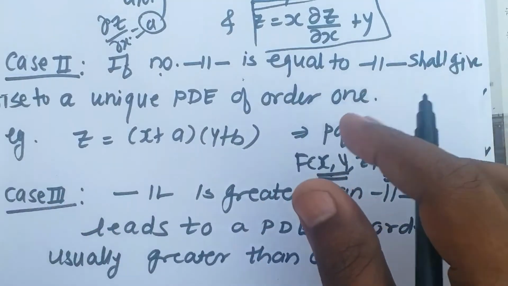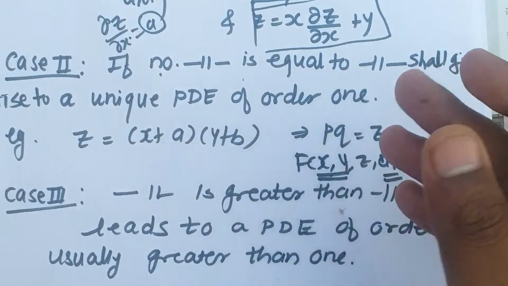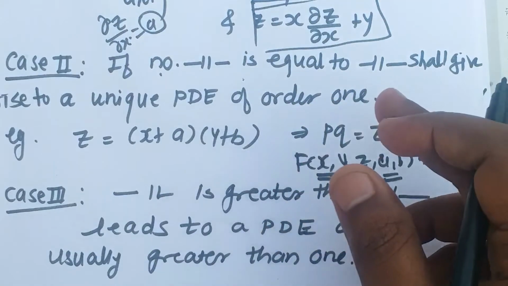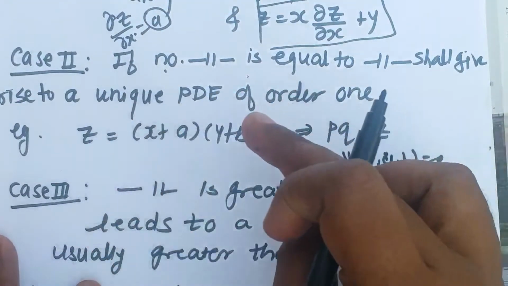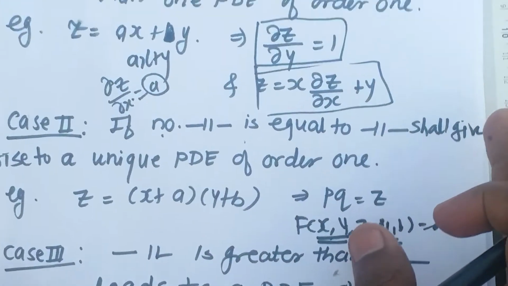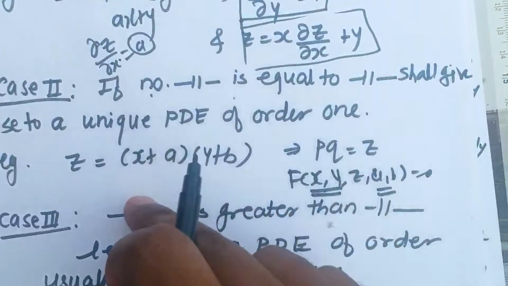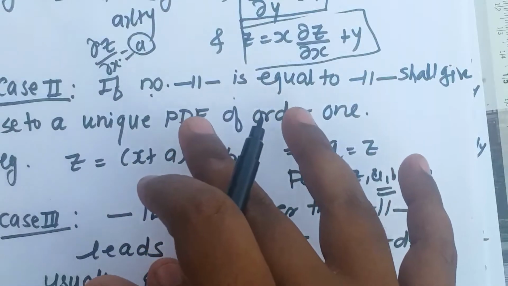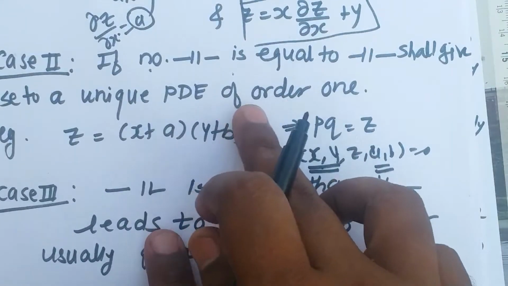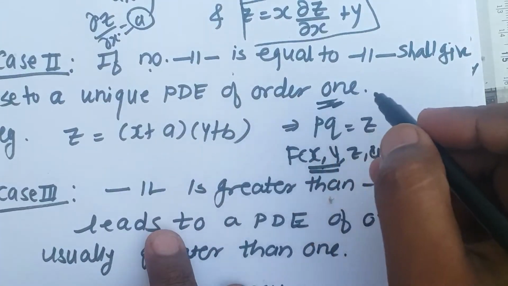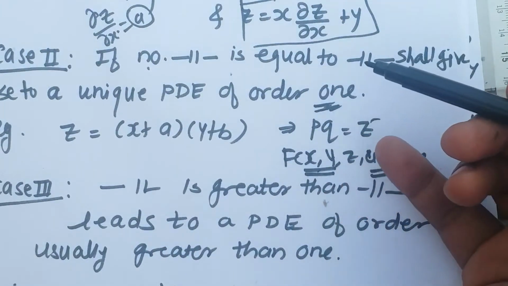Even though the number of arbitrary constants is equal to the number of independent variables, in that case also you may get a partial differential equation of order 2. But in most of the cases it gives us a unique partial differential equation. Unique partial differential equation means we'll get only one. In the previous case we obtained two different ones, right? Here we'll get only one PDE whenever two arbitrary constants and two independent variables are there, but the order may vary. Most of the problems give us an order 1 partial differential equation, because in this case we differentiate one time with respect to x, one time with respect to y, right?